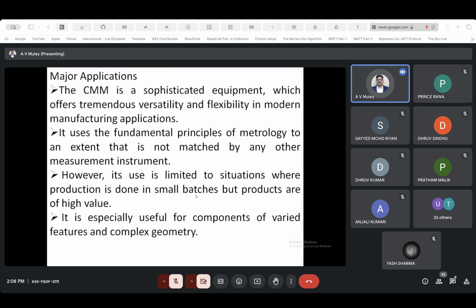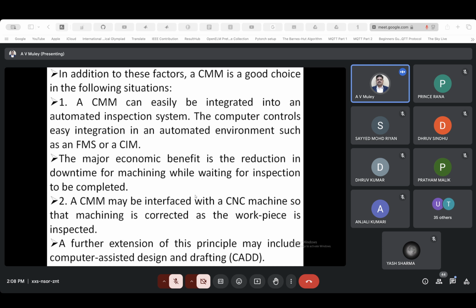The application that we have seen: CMM is a sophisticated equipment which offers tremendous versatility and flexibility in modern manufacturing applications. It uses the fundamental principles of metrology to an extent that is not matched by any other measurement instrument. However, its use is limited to situations where production is done in small batches but products are high value. It is especially useful for components of varied features and complex geometry. These are the features, and these are the situations in which we are going to use this CMM.